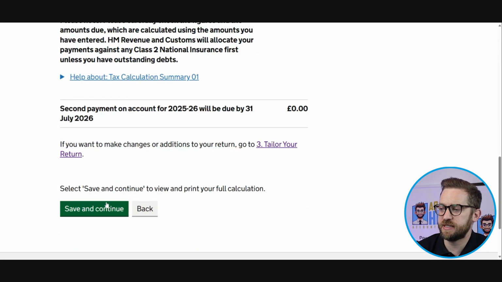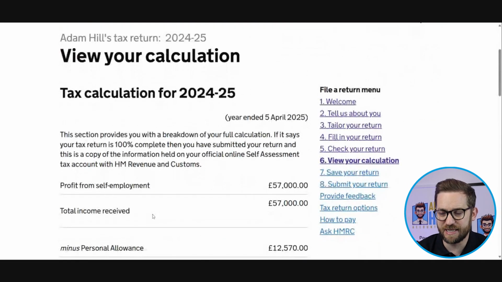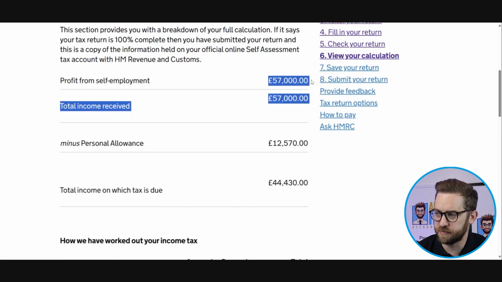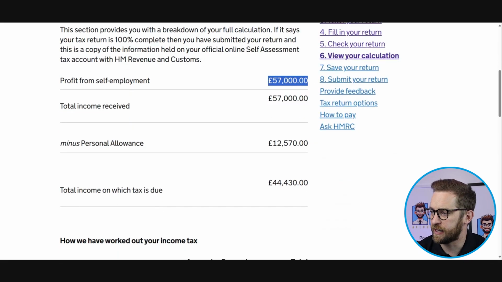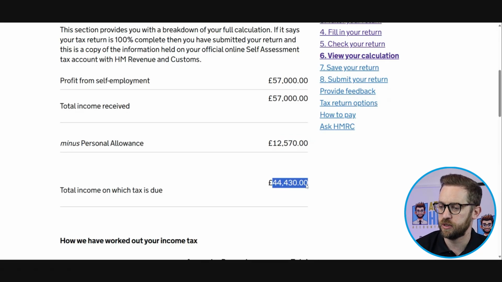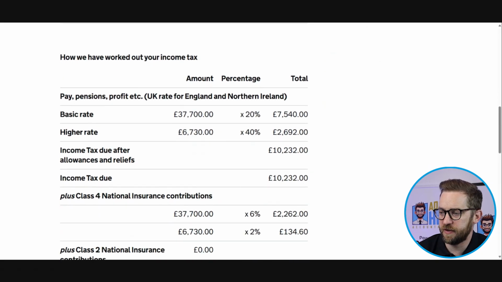If I then save and continue, we're then presented with the more detailed calculation. So we can see the £57,000 of profit from self-employment, which agreed back to the summary we saw before. I have a full personal allowance of £12,570, which means tax is only being applied to £44,430. Tax is being applied at 2 rates. So the first £37,700 is at 20%. That's the basic rate tax. And then the remainder is at 40%, which is higher rate tax because I've crossed a threshold.